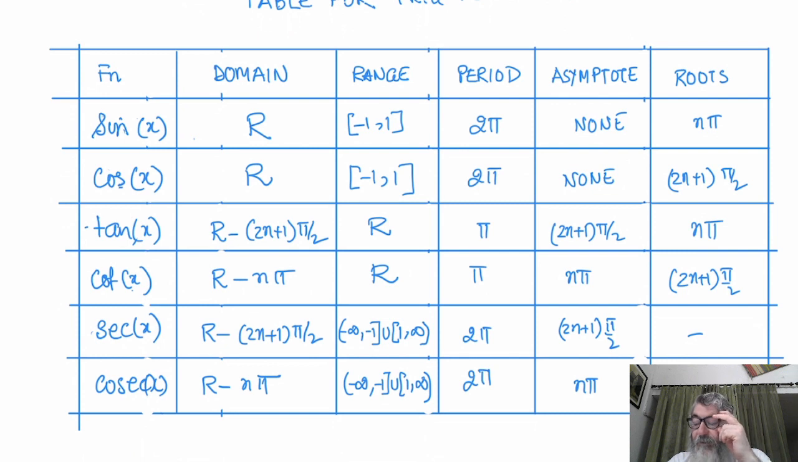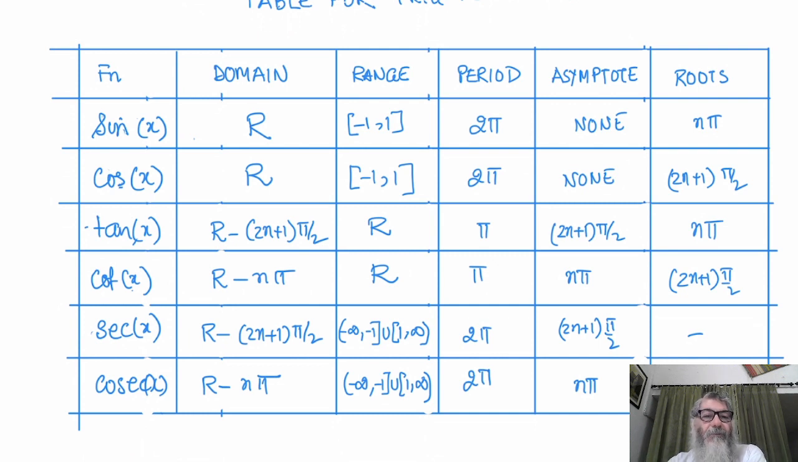Range is the set of real numbers, because you've seen what kind of graphs tan and cot have. Then period is pi, between minus pi by 2 and pi by 2, and asymptotes are at (2n+1) pi by 2, where it is not defined. Roots are n pi again, because sin n pi makes it 0, and 0 upon 1 will give you 0.